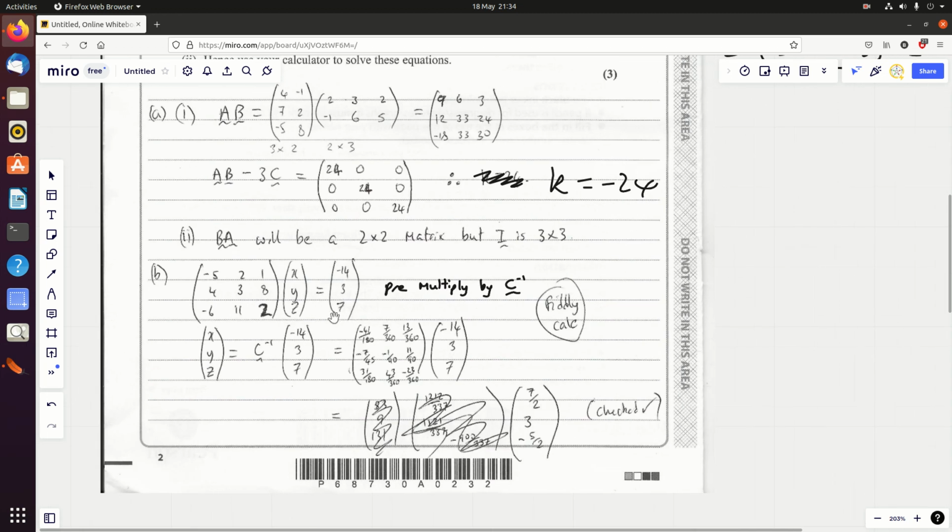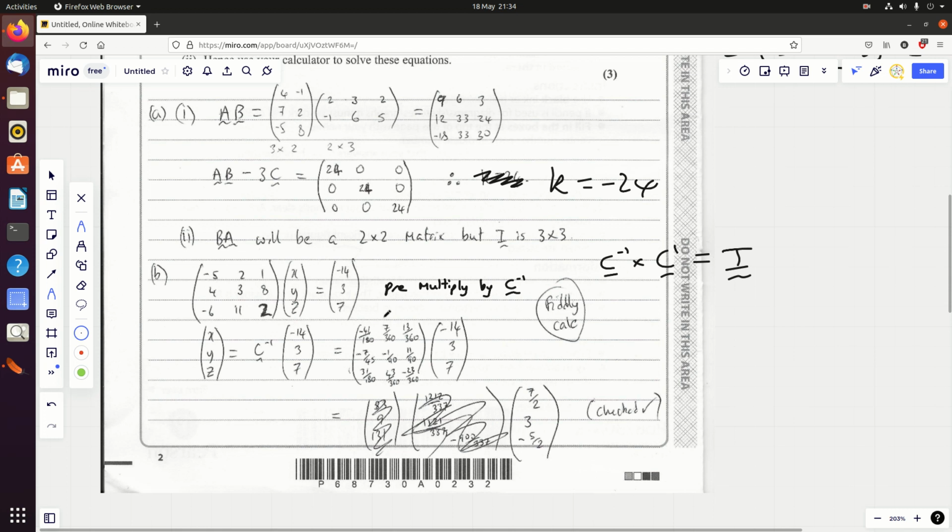And now, in order to solve this, we need to pre-multiply both sides of this equation by the inverse of C. And that will give us x, y, z, because if we pre-multiply by the inverse of C, C to the minus 1 times C is the identity matrix, yeah? And if you times the identity matrix by any vector, you're just going to end up with the same vector. It's like 1. It functions as 1 for matrices. And so you end up with x, y, z equals the inverse of C times minus 14, 3, 7.